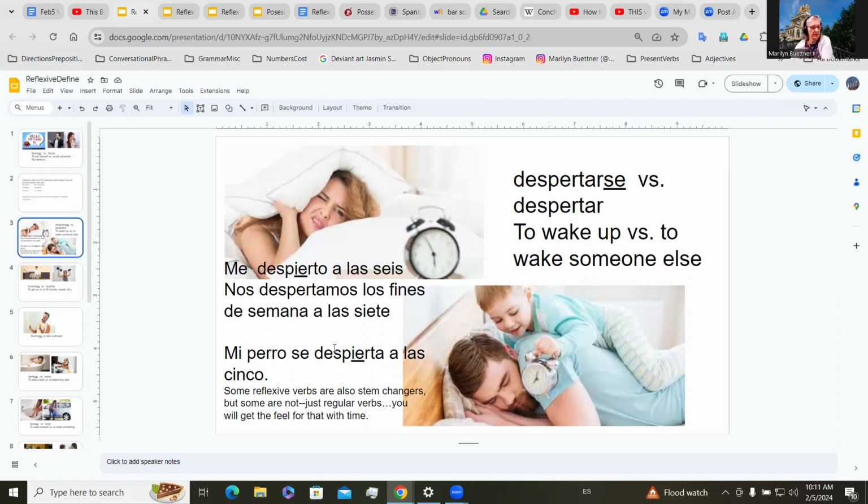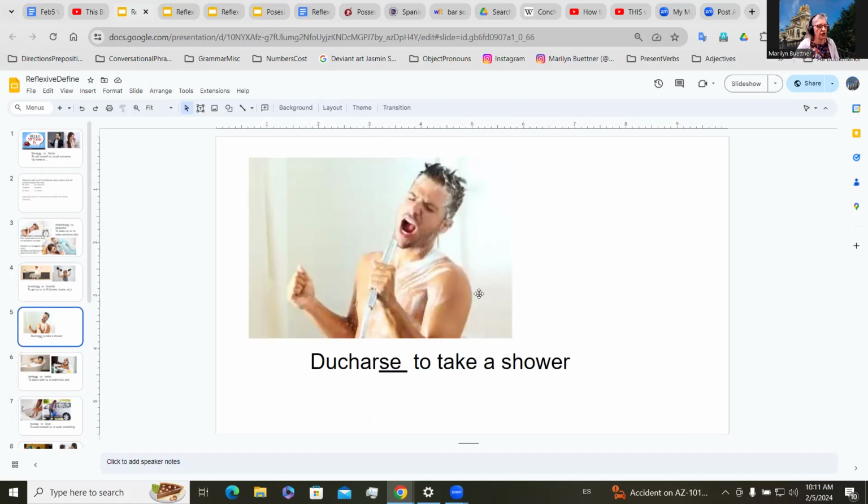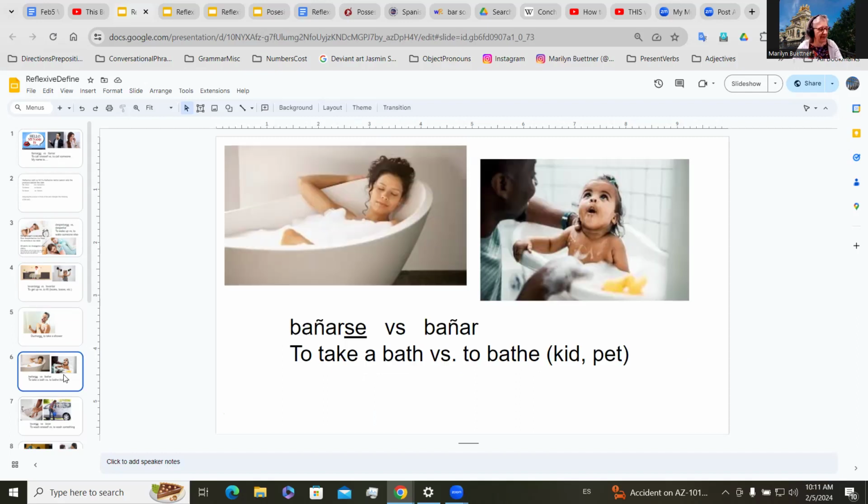That is a difference. Some of these reflexives are also stem changers, meaning they have that internal vowel change, but of course some are not. Levantar, lifting weights, is not the same as levantarse, getting up, lifting one's whole body up, right? Ducharse, you just always hear this used reflexive. I don't have a reason for why, but it is.